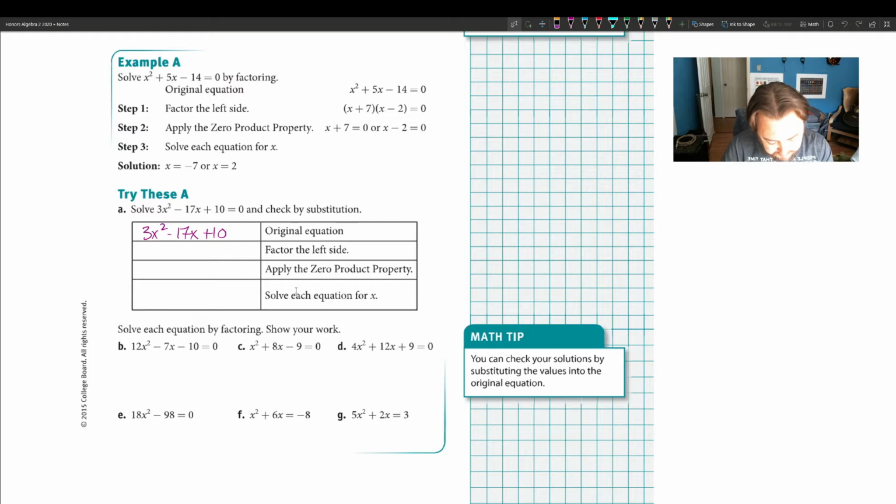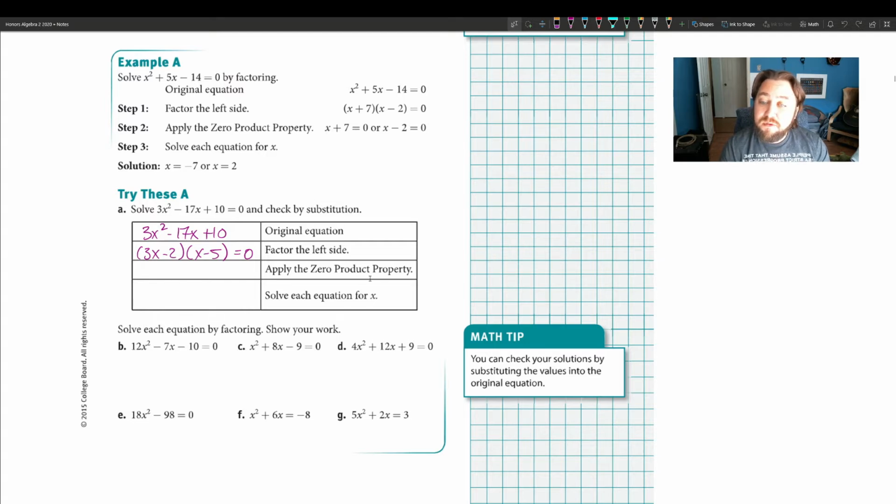I believe this one's kind of already done for us, so I'm going to just go ahead and factor it. That'll be (3x minus 2)(x minus 5) equals 0. I'm not going to waste your time factoring that. I don't have the space right here, but I'll do some more examples in a minute.